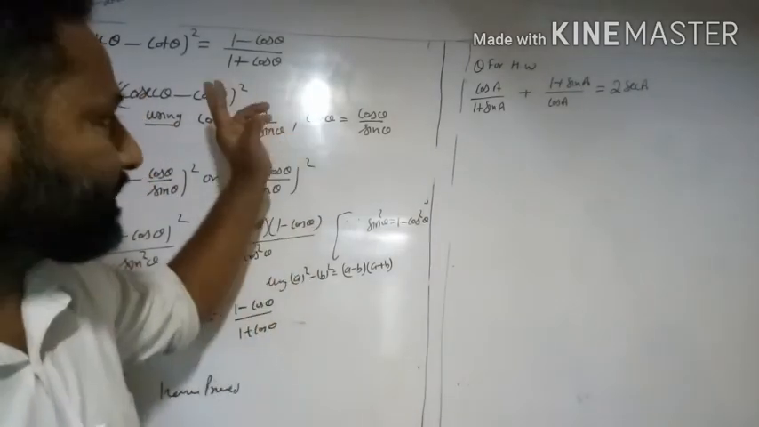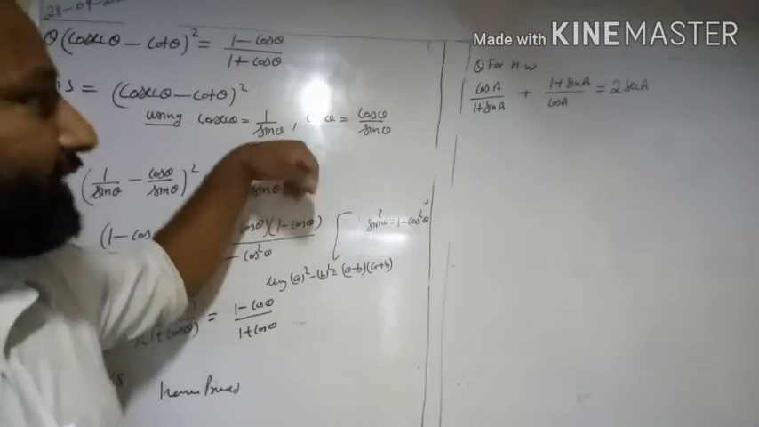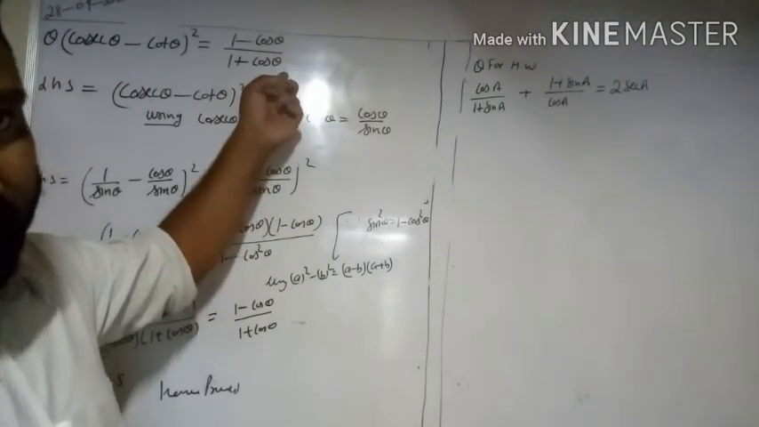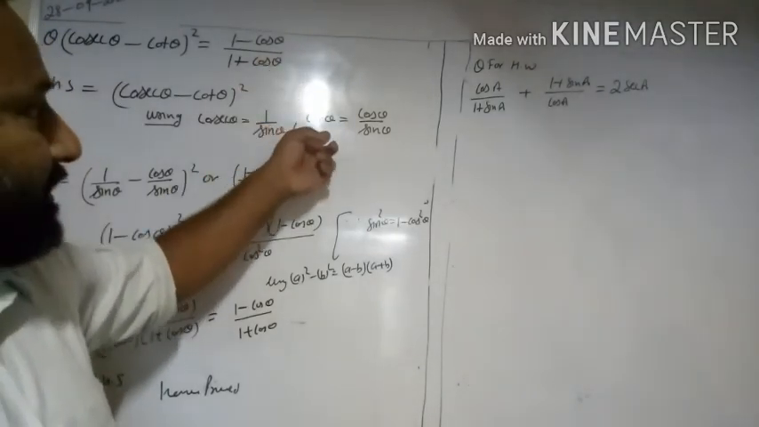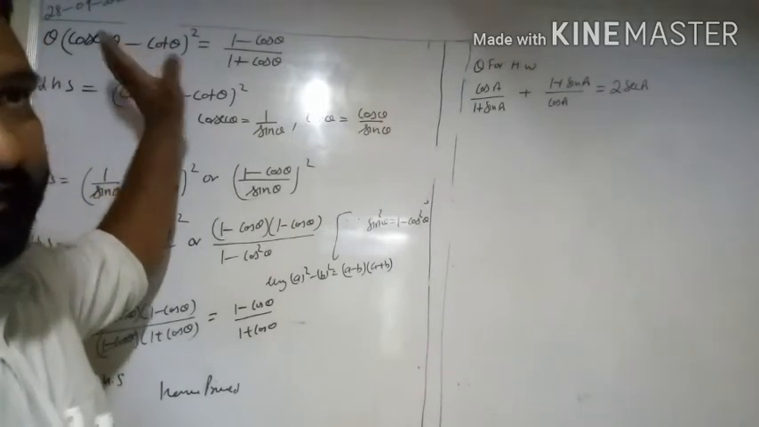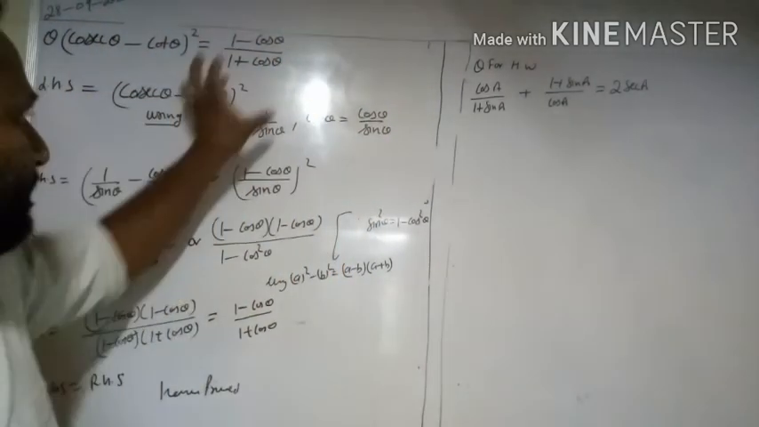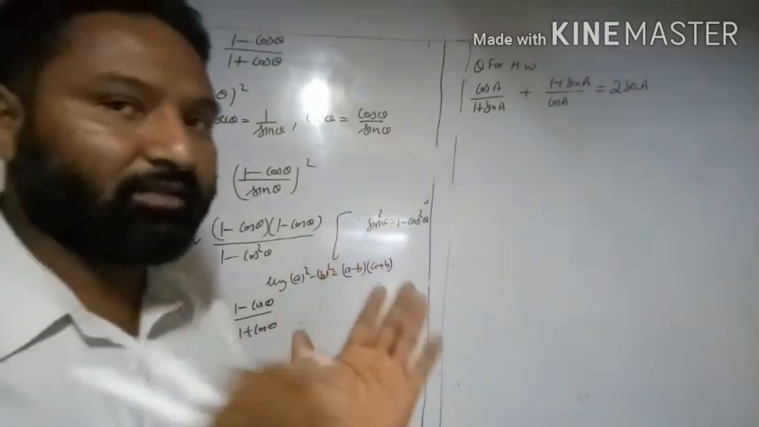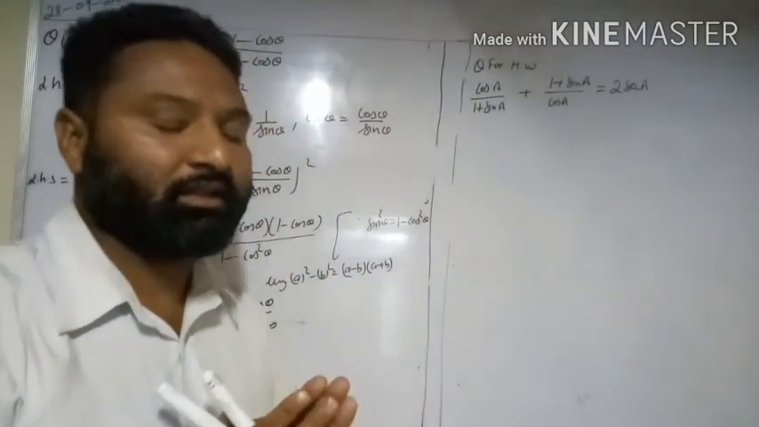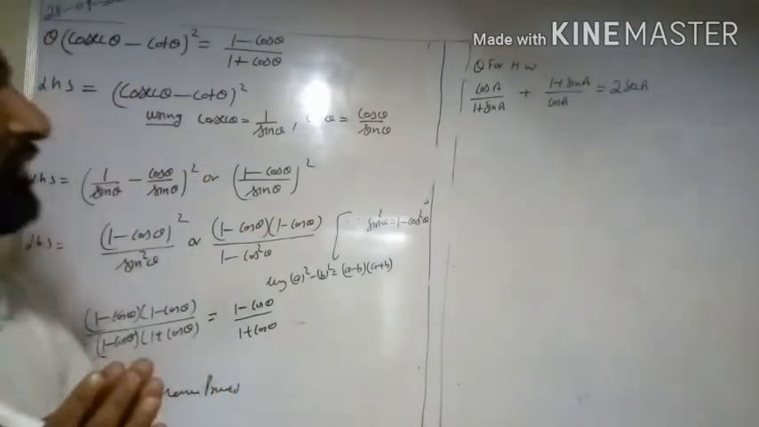In the second way, if the left hand side is not coming equal to the right hand side, then take the right hand side and solve it. If the right hand side is not coming equal to the left hand side, then we have to go for the third method. Third method means we have to solve the left hand side and the right hand side. If the answer of both is the same, then they are equal.